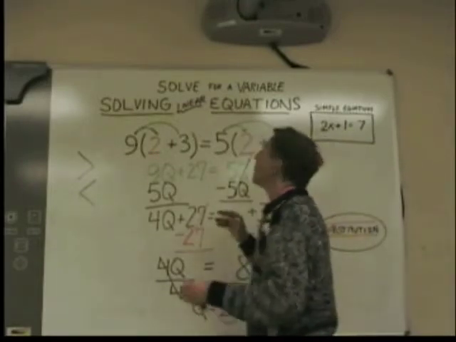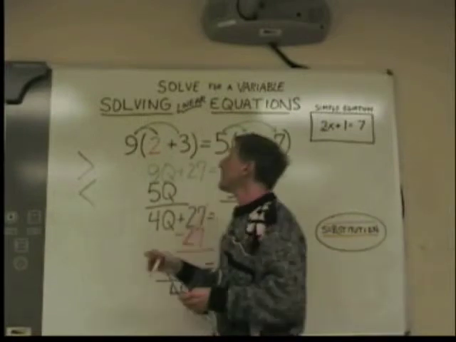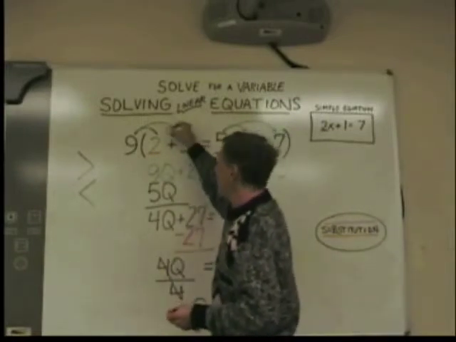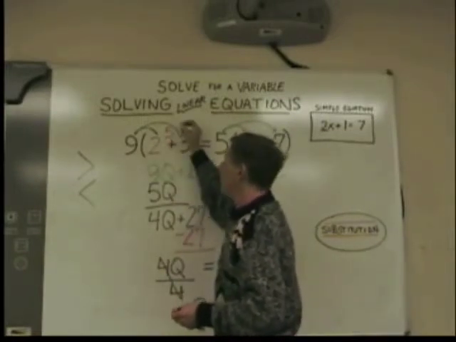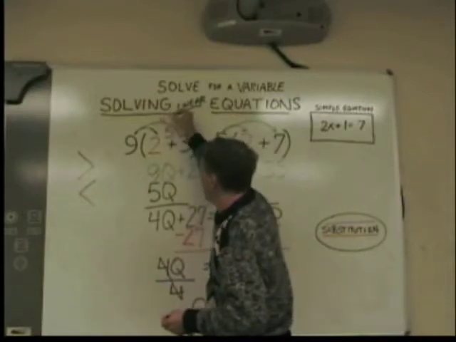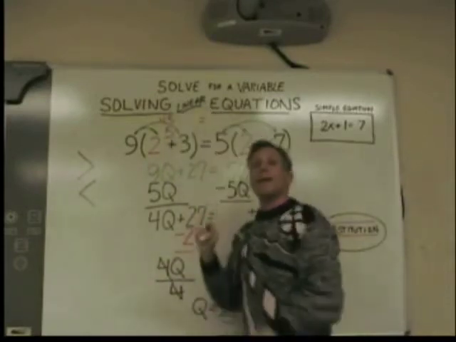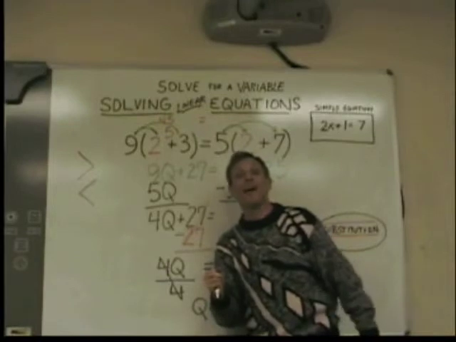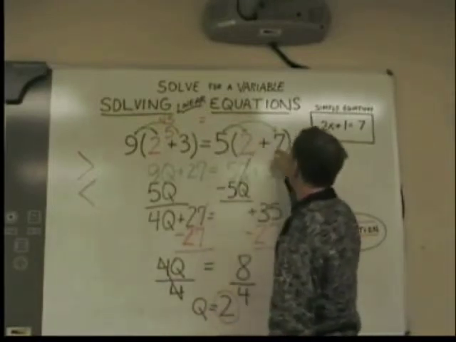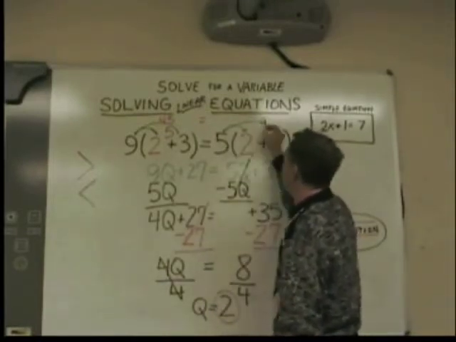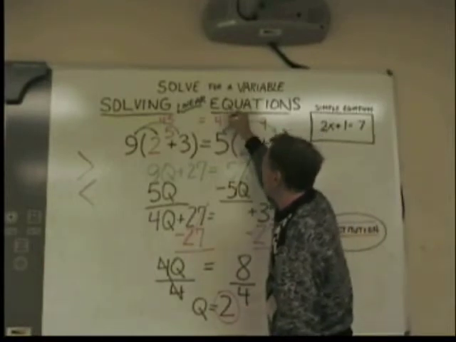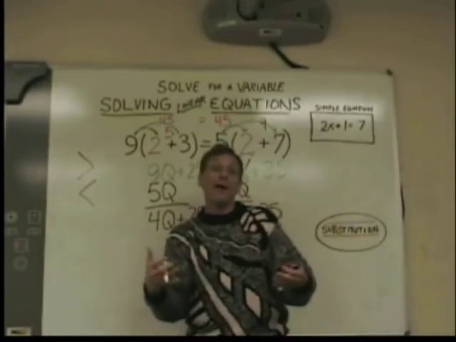with 2, doing my order of operations, 2 plus 3 is 5. 9 times this 5 is 45 on this side of the equal sign. Let's see if I get 45 here, then I'll know 2 is the right answer. 2 plus 7 is 9. 5 times 9, well, what do you know? It's 45. It balanced, that's my check.